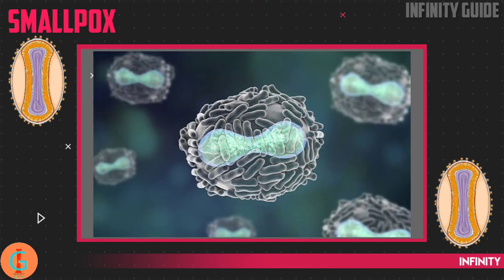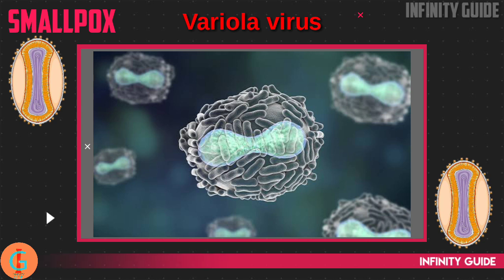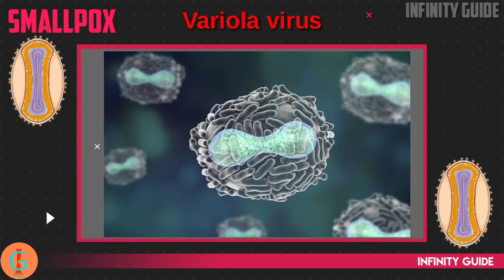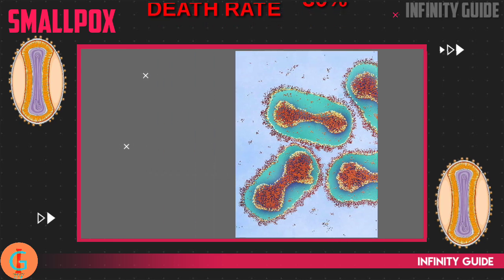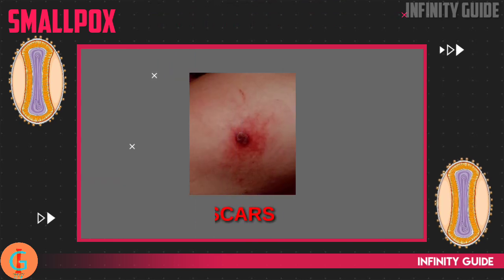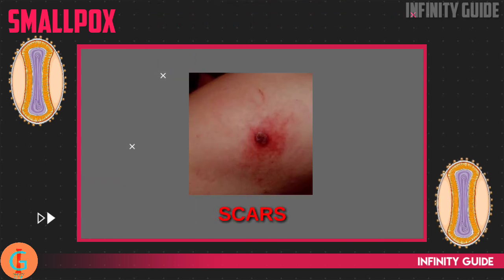Humans are infected with the variola virus by coming in touch with droplets of smallpox-infected patients. The death rate of this virus was about 30%, with high rates among babies. Often, those who survived had extensive scarring of their skin and some were left blind.